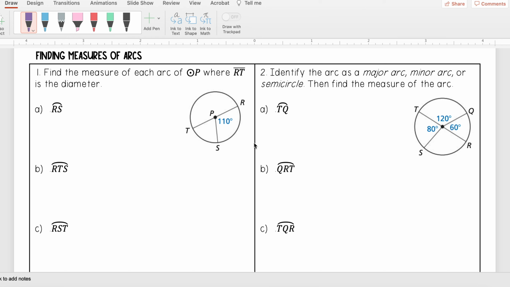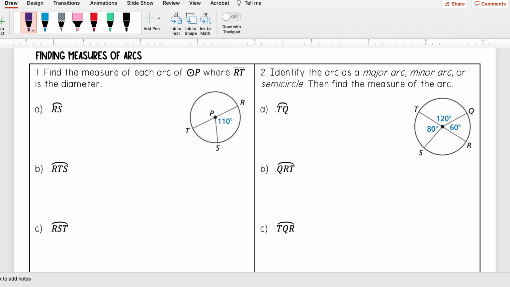In this video, we're going to be practicing finding measures of arcs. In the previous video, we learned that if it's a minor arc, it's just going to be equal to that central angle. If it's a major arc, it's going to be 360 minus that central angle. And if it's a semicircle, it's going to be 180 degrees.